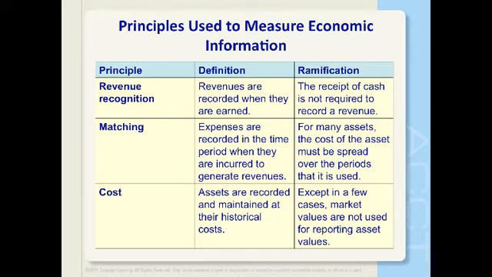When we talk about the third principle, which is the cost principle, assets are recorded and maintained at what we call their historical costs. And what that means is it's only what we actually wrote the check for, so what we actually paid for it.